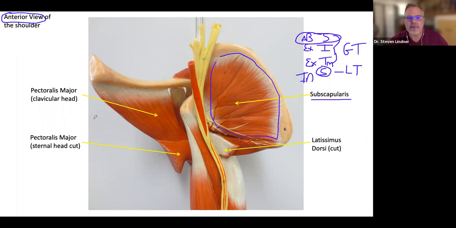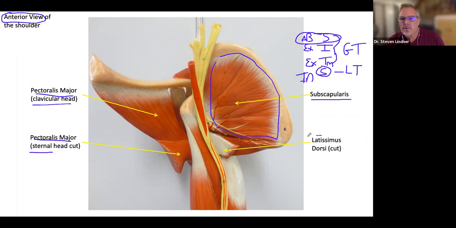We see a little bit of pec major, and pec major has two divisions. One division originates off of the clavicle, so they call it the clavicular head. And then another portion originates off of the sternum, so they call it a sternal head. This is why when people are at the gym exercising their chest, they change the angle of the incline or decline so that they can target different fibers of the pec major muscle.